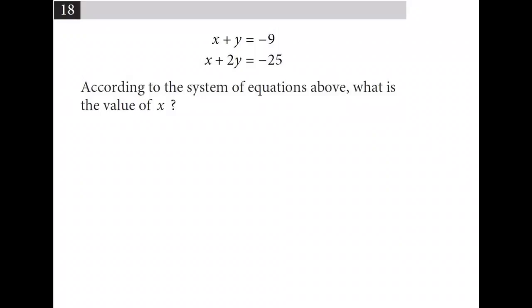Number 18. X plus y is equal to -9. X plus 2y is equal to -25. According to the system of equations above, what is the value of x? This system could be solved by either substitution or elimination pretty easily. If you notice that they want the value of x, you might choose substitution, just to skip 1 or 2 steps.